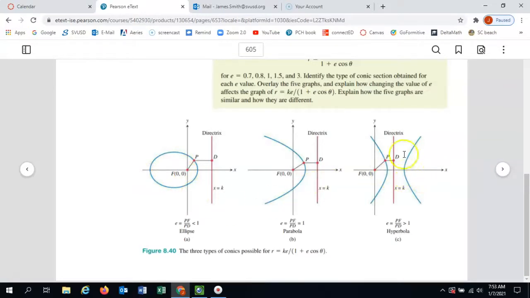And the same thing exists with a hyperbola, right? There's a focus here. There's also a focus here. And that same relationship would exist right here.